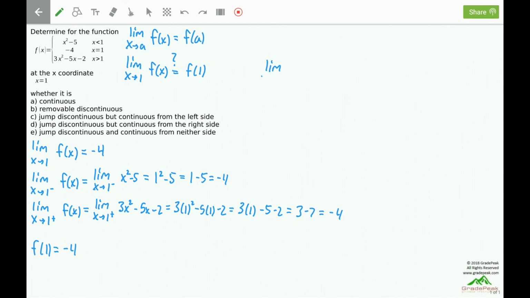So what we have here is the limit as x approaches 1 from both sides of f of x does equal f of 1. This can also be written as limit as x approaches 1 from the left side of f of x equals the limit as x approaches 1 from the right side of f of x equals f of 1. We have situation A happening, which is continuous.